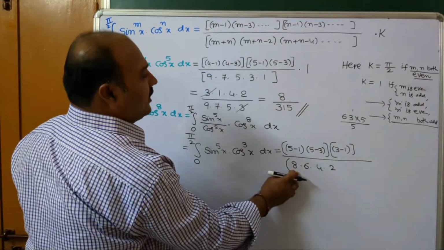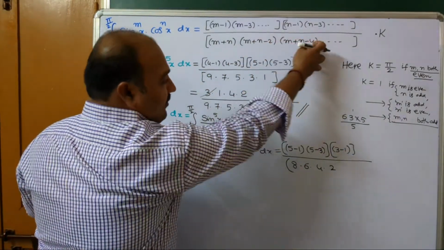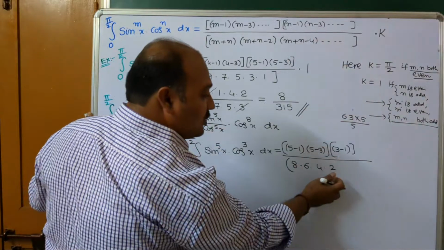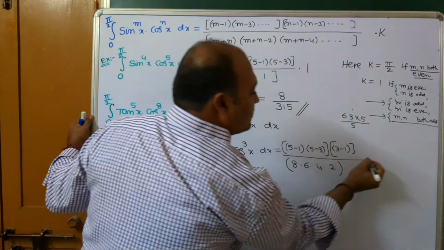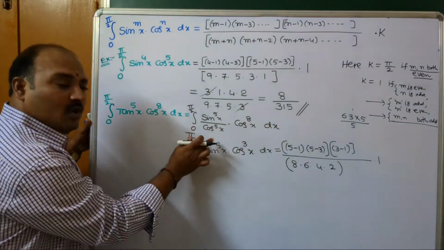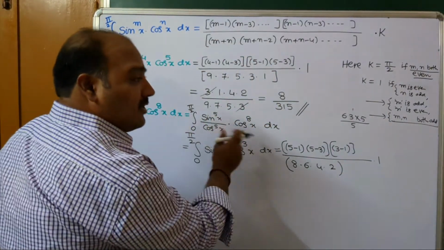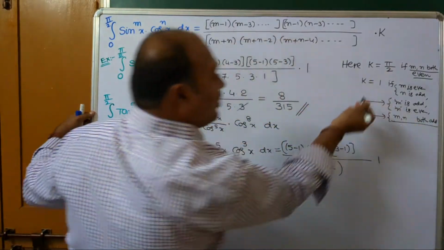M plus n means 8. 8 minus 2, 6. 8 minus 4, 4. 8 minus 6, 2. We can stop it there. 2 minus 2 means 0 will come, we cannot. Leave it like this. Into 1. Why? Because both are odd numbers. Both odd number case also, k value is 1.